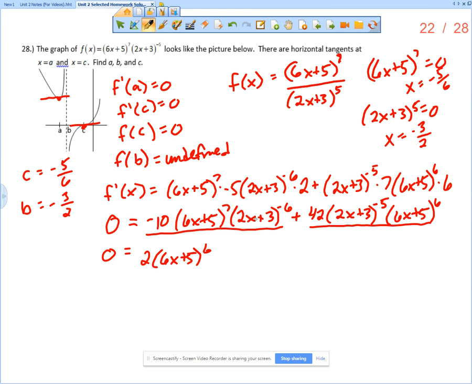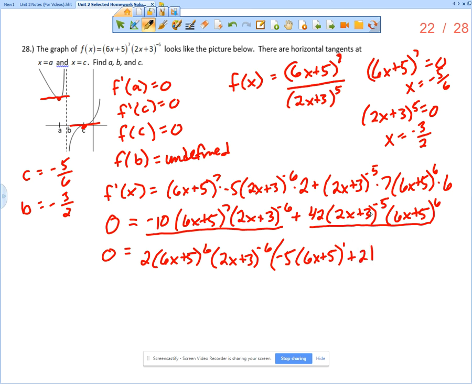Then I have (2x+3)^-6 and (2x+3)^-5. Remember, take out the lower power, so (2x+3)^-6. Now what does that leave me with? I took out a 2, so I have a negative 5 remaining. I took out (6x+5)^6, but I had (6x+5)^7, so I have (6x+5)^1. And I took out (2x+3)^-6, so that's gone. Then plus, I had a 42, but I took out a 2, so I have a 21.